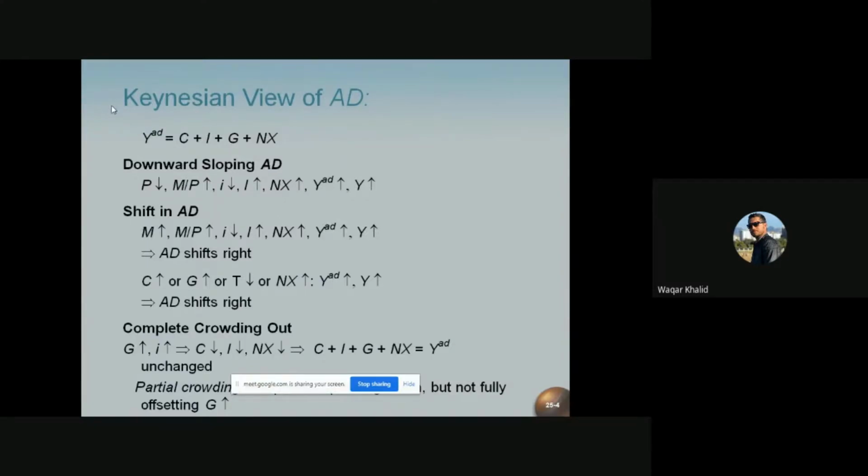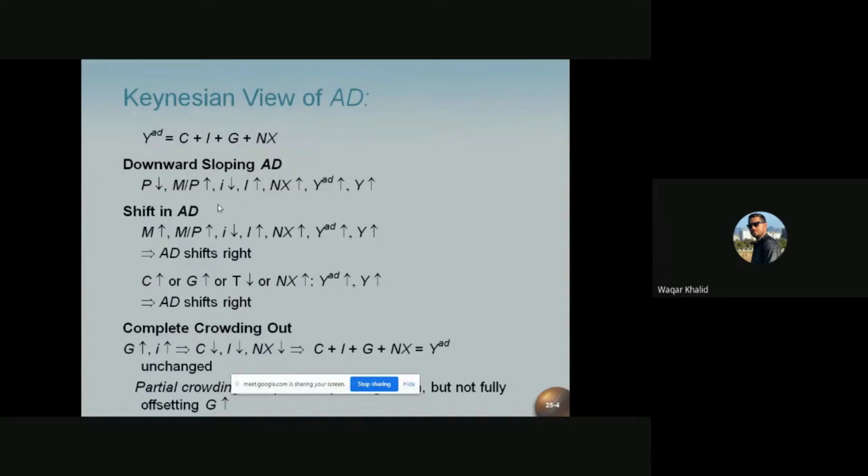For a given price level, a rise in the money supply causes the real money supply to increase, which leads to an increase in aggregate demand. What will happen? Aggregate demand will increase. So an increase in the money supply shifts the aggregate demand curve to the right.